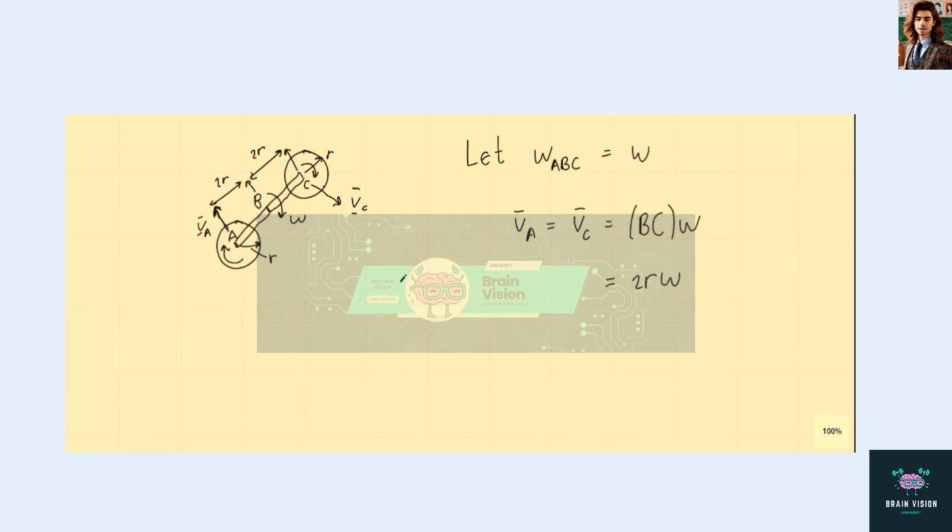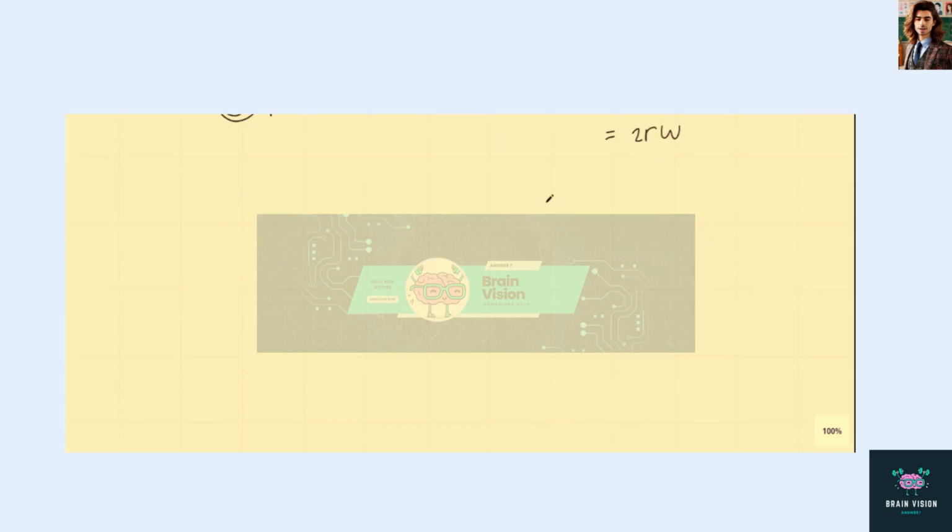And since gears A and C roll on the fixed gear B, the angular speeds for A and C are equal. Omega A is equal to omega C is equal to V C over r, and this is 2r omega over r, and so this is 2 times omega. So the angular speeds for A and C are twice the angular speed for the rod ABC.